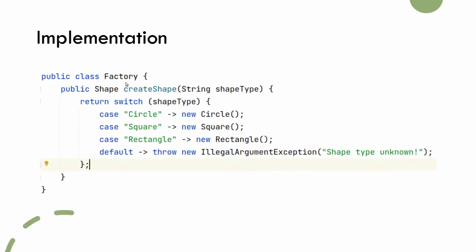Here is the factory class with its factory method called createShape. We clearly see that the return type of this method is Shape, and that based on the shape type parameter we decide which concrete object we will instantiate.